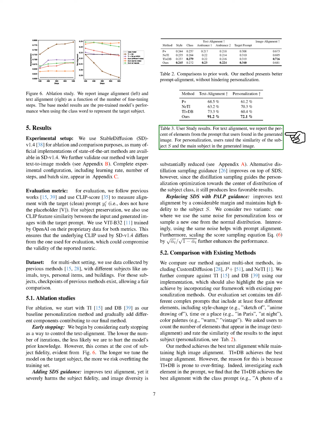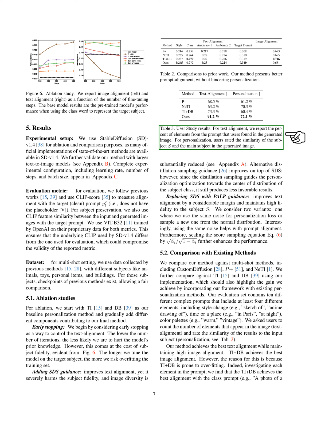We also consider two variants, one where we use the same noise for personalization loss or sample a new one from the normal distribution. Interestingly, using the same noise helps with prompt alignment. Furthermore, scaling the score sampling equation by the square root of the average alpha value divided by the square root of the difference between 1 and the average alpha value further enhances performance. We compare our method against multi-shot methods, including several others.